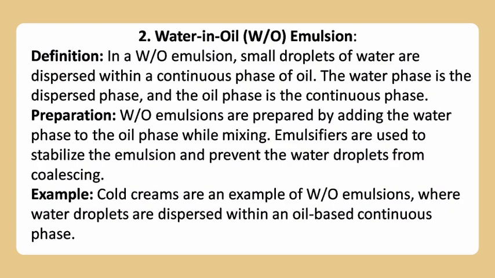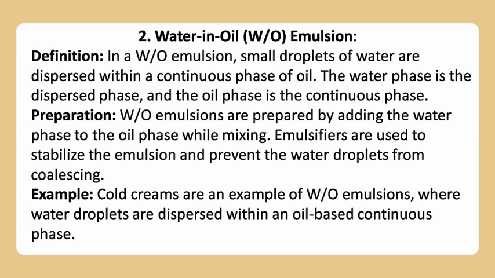2. Water in oil emulsion. Definition. In a water in oil emulsion, small droplets of water are dispersed within a continuous phase of oil. The water phase is the dispersed phase, and the oil phase is the continuous phase. Preparation. Water in oil emulsions are prepared by adding the water phase to the oil phase while mixing. Emulsifiers are used to stabilize the emulsion and prevent the water droplets from coalescing. Example. Cold creams are an example of water in oil emulsions, where water droplets are dispersed within an oil-based continuous phase.